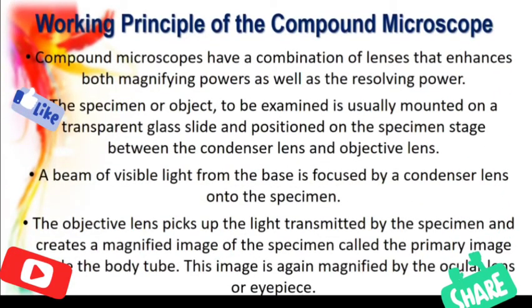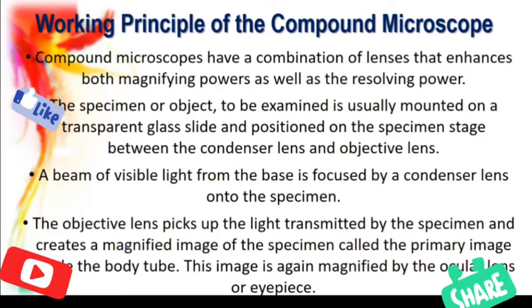Working principle of the compound microscope. Compound microscopes have a combination of lenses that enhance both magnifying power as well as the resolving power. The specimen or object that is to be examined is first mounted on a glass slide and positioned on a specimen stage between the condenser lens and the objective lens. A beam of light from the base is focused by a condenser lens on the specimen.